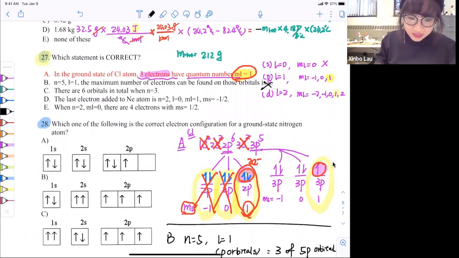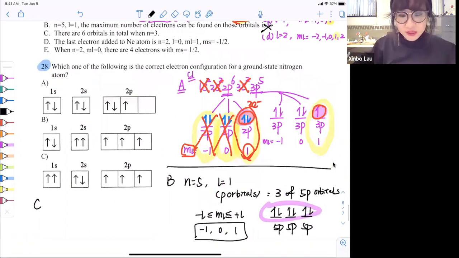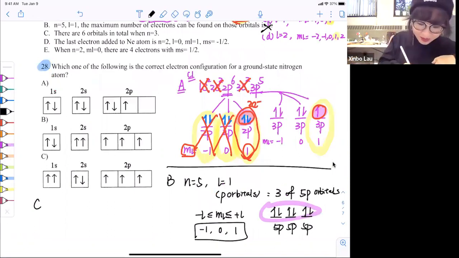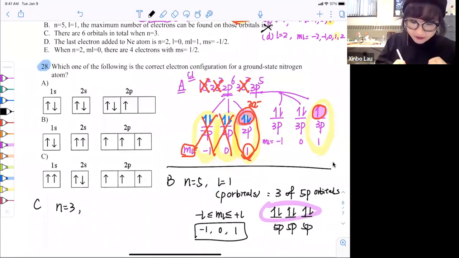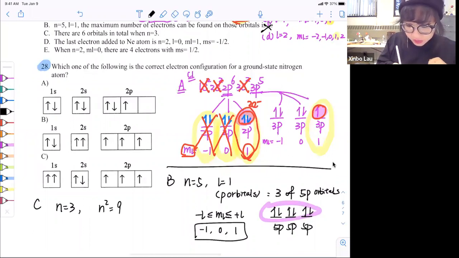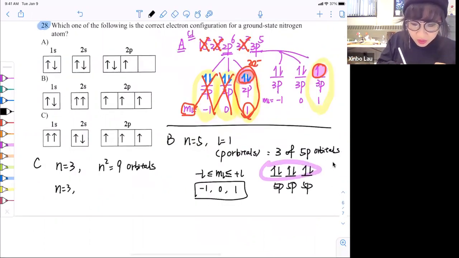Okay, so that's C. C saying there are 6 orbitals in total when n equals 3. We know the shortcut, right? When n equals 3, the total number of orbitals you can find on that is n squared. Should be 9 orbitals. I don't know how you use the shortcut, but if you understand n equals 3, we're looking at L equals 0, 1, 2. So that's s, p, and d. S is 1, p is 3, d is 5.